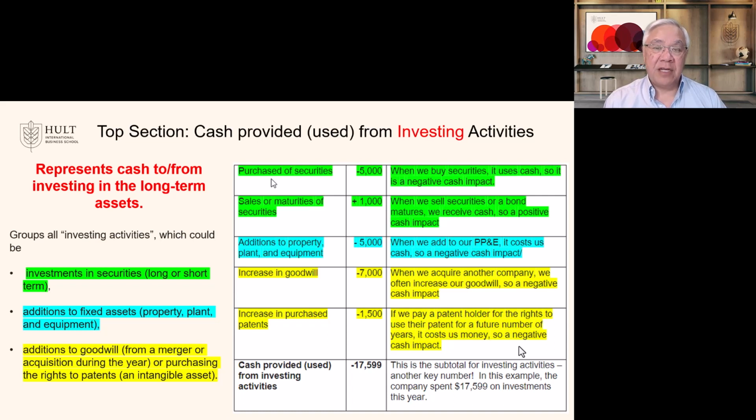The other item mentioned here as an investing activity is patents. When we need to use a patent that we don't own, we can approach the owner of the patent, negotiate a right to use the patent, and therefore that gives us a legal right to use it before the patent expires, and then we would have that as an investment activity.